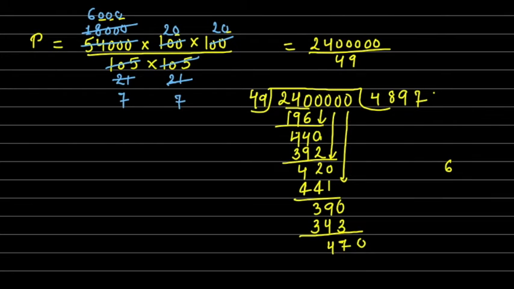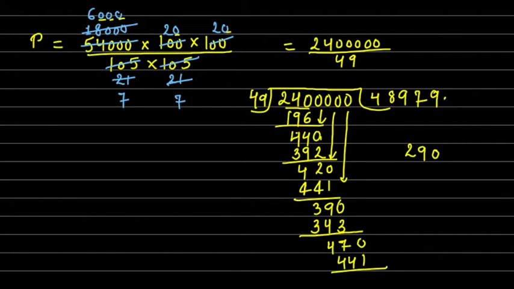So 470, it will be 9 times, 441. How much are you getting? We will get 470 when we are subtracting 9. 6 minus 4 will be 0. Add one more 0. How much will it be?